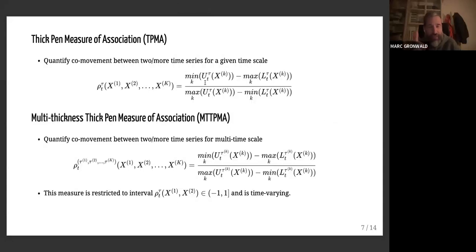Maybe I want to highlight that the key difference between the first method I mentioned and the second one is that the first one is able to quantify co-movement between 2 or more time series for a given time scale, whereas this more general version can also quantify the co-movement at multi-time scales. So I will explain in a moment when I talk about some of the results we have, what exactly that means.